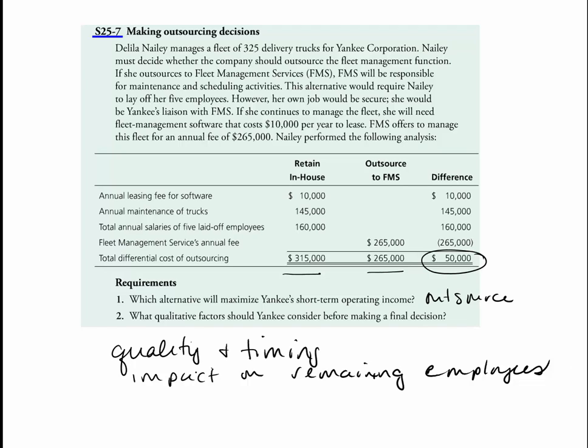The other one is how long are they going to guarantee that $265,000 price? Because right now at $265,000 it's saving me $50,000. What if I fire all these people, and then next year they're like, "Oh, your price has gone up to $350,000." Suddenly now I'm losing money. So are they guaranteeing that price for any kind of certain amount of time? What's their reputation? All those types of things are things that you would want to consider before outsourcing it.